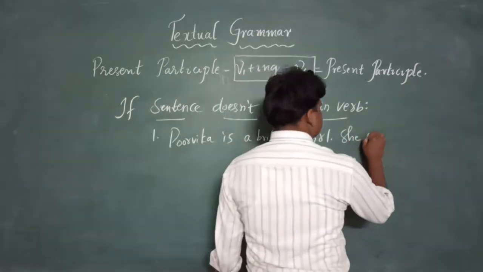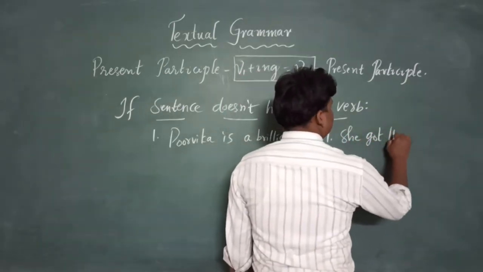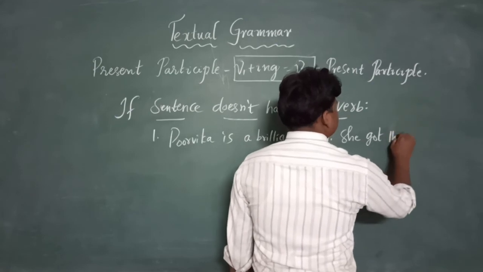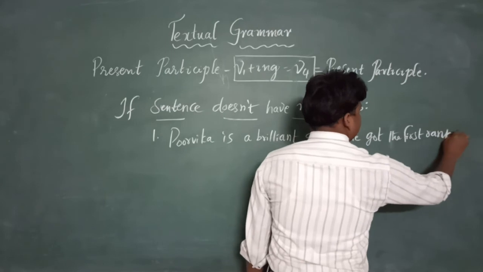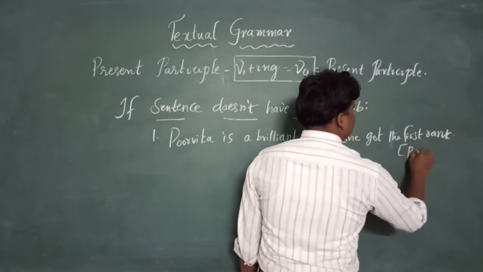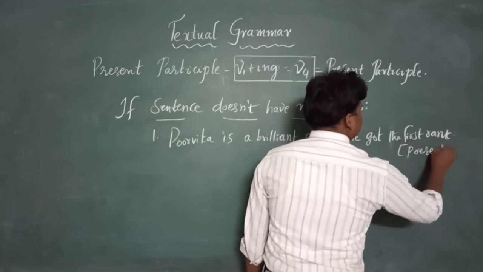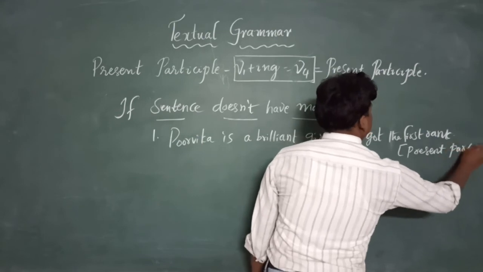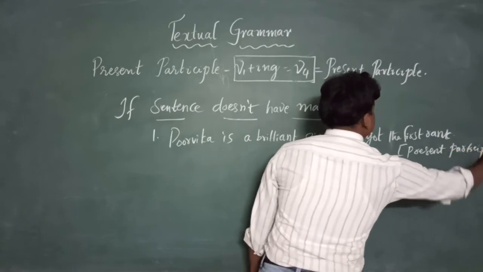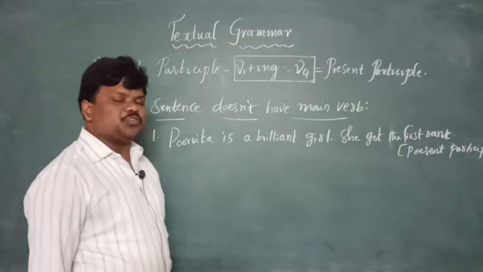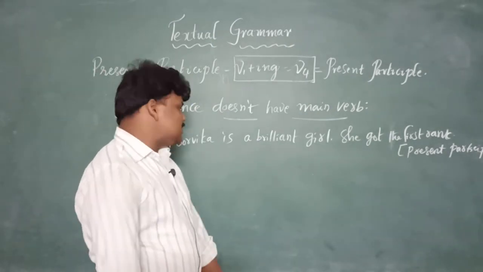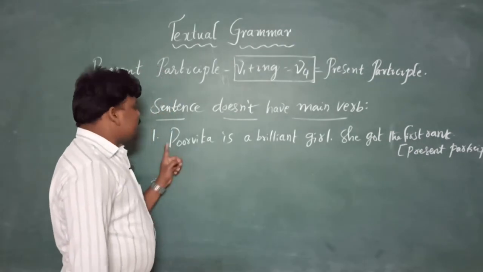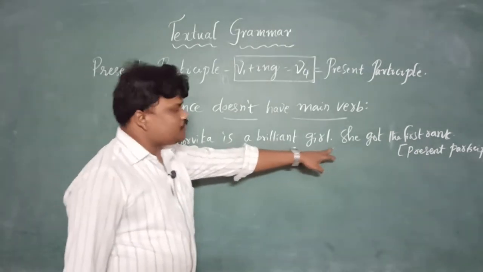She got the first rank. So we need to combine these two sentences with present participle. If the instruction was given in present participle, you should remember immediately, an ing form. Well, yes, Purvika is a brilliant girl, full stop.